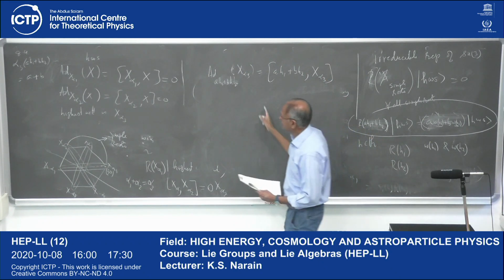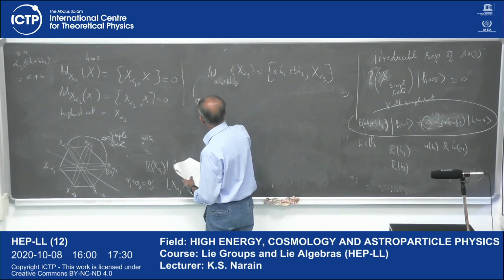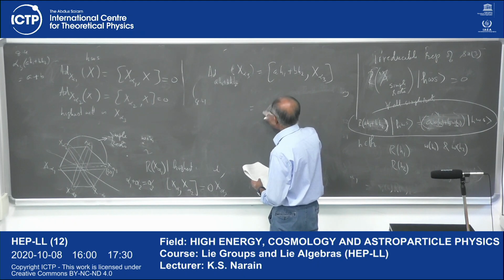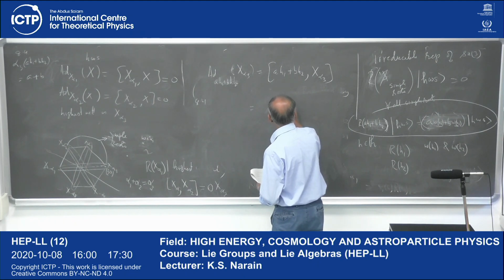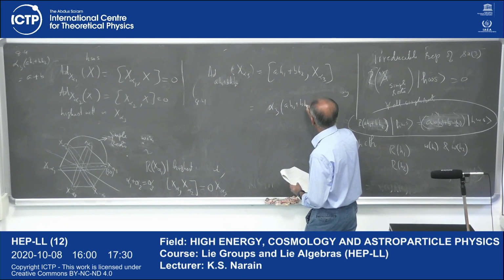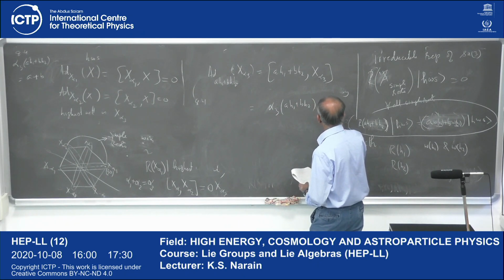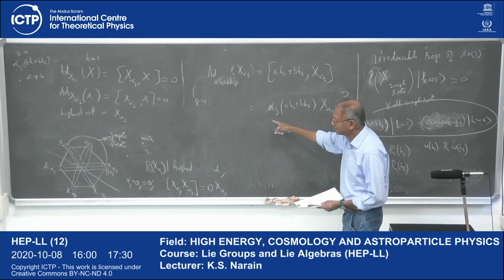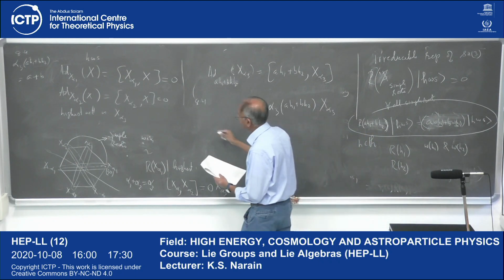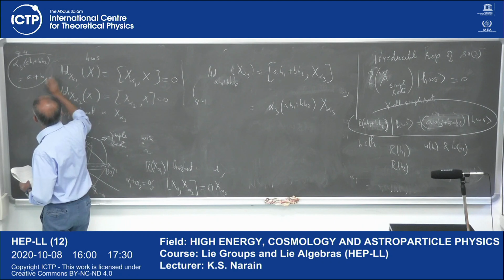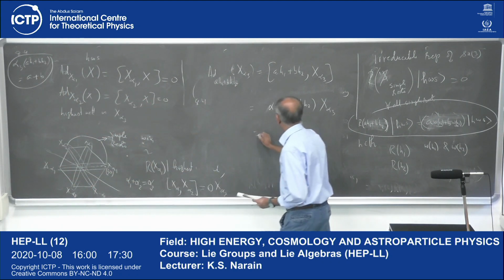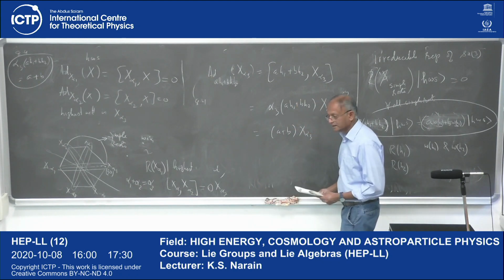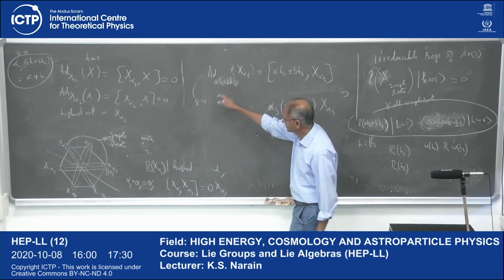And this is what you are supposed to prove in exercise 8.4: this commutator is nothing else but alpha 3 of AH1 plus BH2 times x alpha 3. This is an eigenvector, and this is by definition the definition of alpha 3, which is given by this formula. That is A plus B. So this is the same as A plus B times x alpha 3.